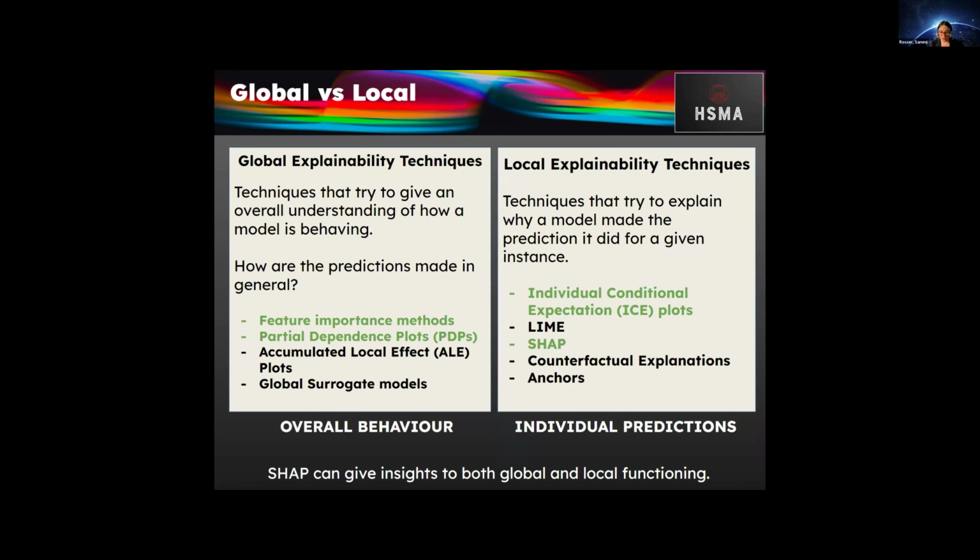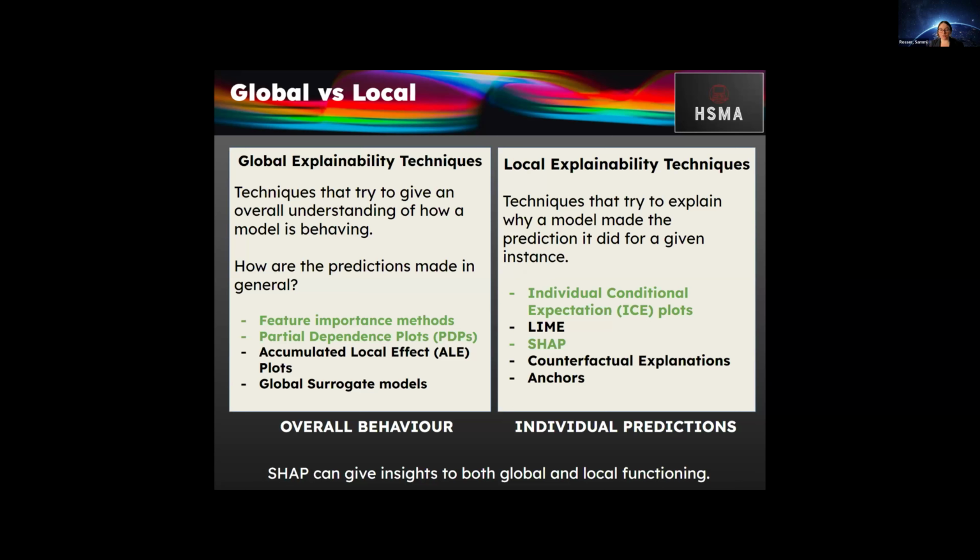So as I say, these are the ones we are going to take a look at. When we go to the global explainability techniques, so the feature importance methods, like the tree-based ones that I talked about, so we've got mean decrease in impurity and another tree-based method that we're going to look at for high-level understanding of the models, what features are important overall to the model's predictions, and partial dependence plots.